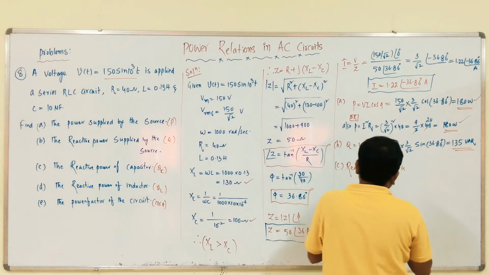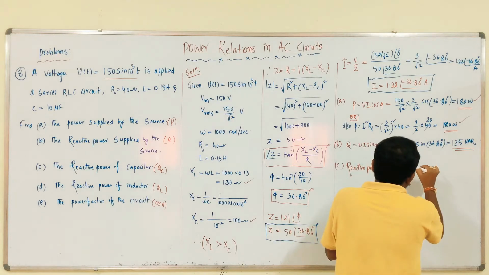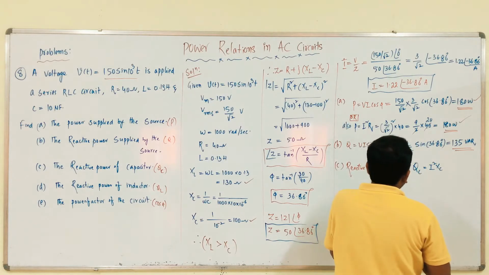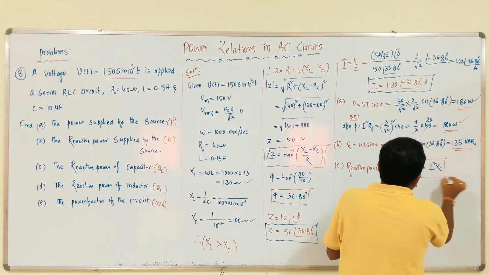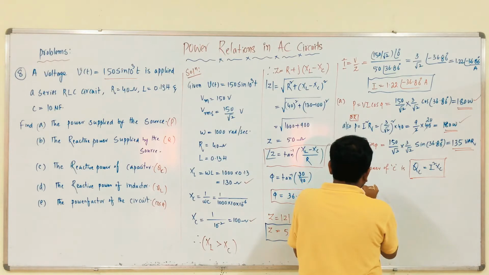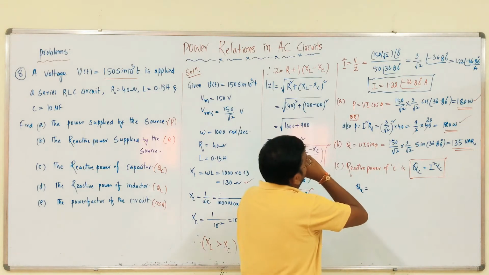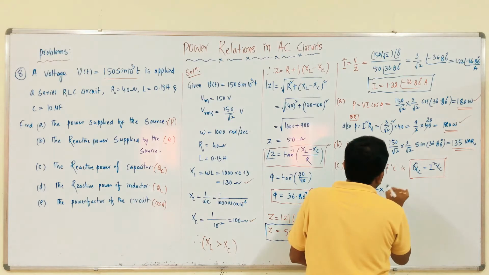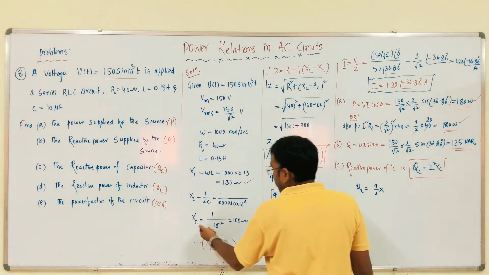That is nothing but what? Q_C, I square X_C only, right? Therefore, Q_C is what? I is 9 by 2, I square into X_C, X_C is what? 100.